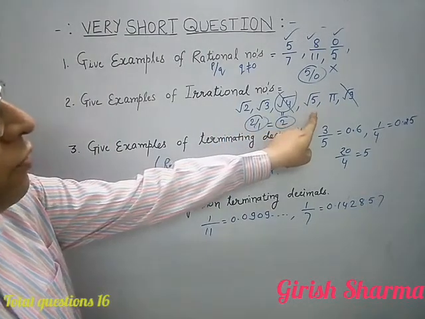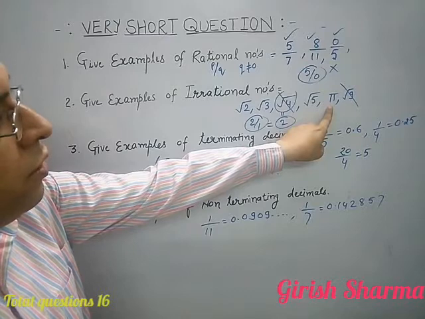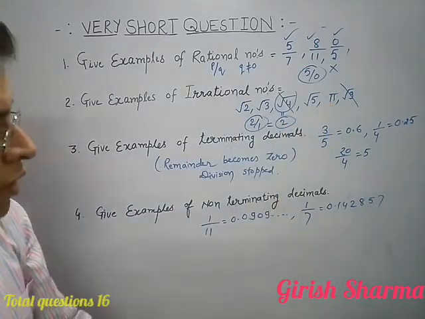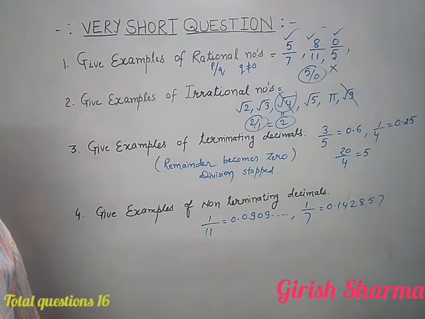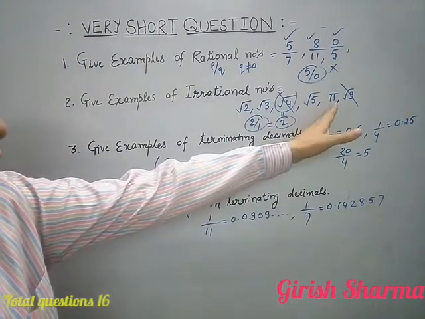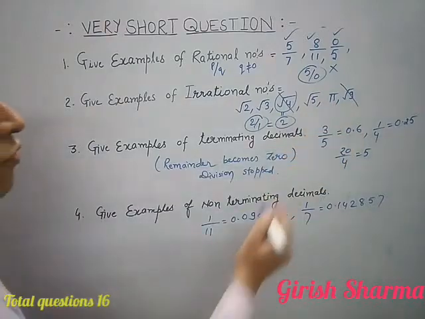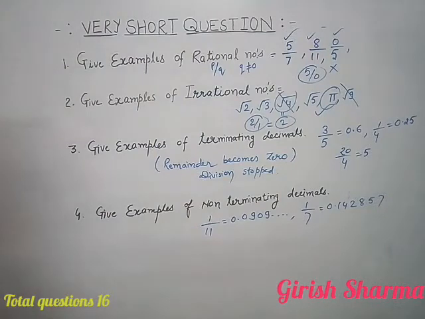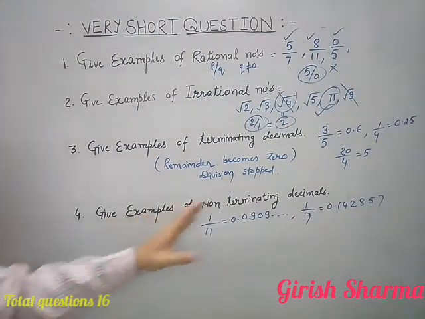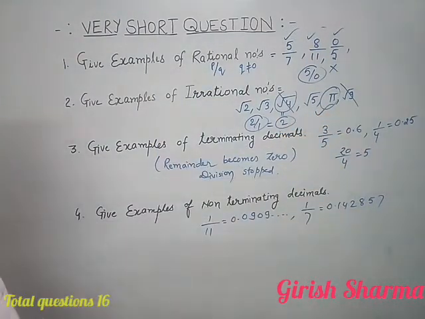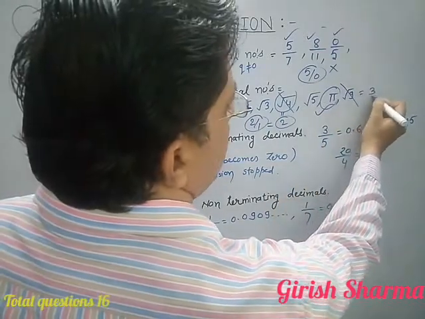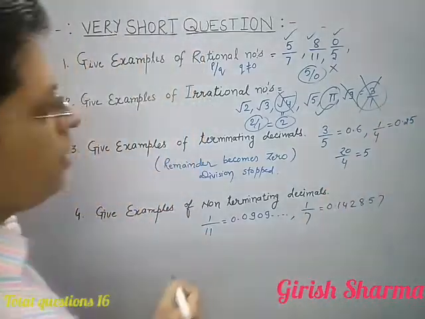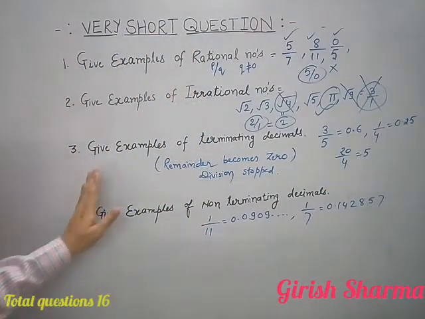Under root 5, pi is an irrational number. Because another thing that we know, we have done earlier also, that is non-terminating, non-repeating decimal. That is why pi is an irrational number. This is very important, generally it comes in the exam. Come on, then under root 9. Under root 9 is equal to 3. 3 we can write as 3 upon 1. That is, it is not an irrational number.